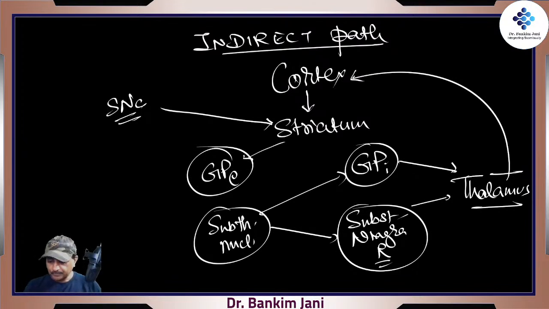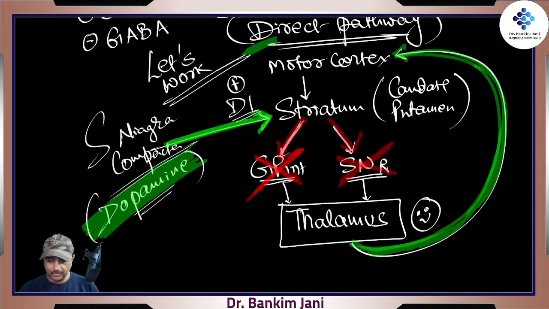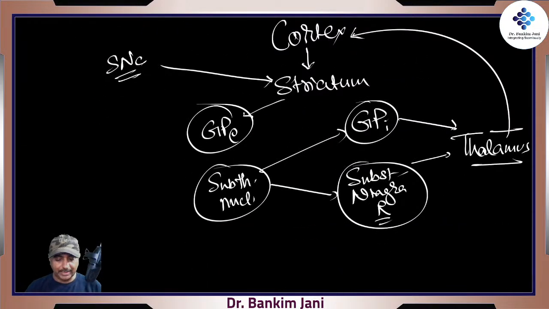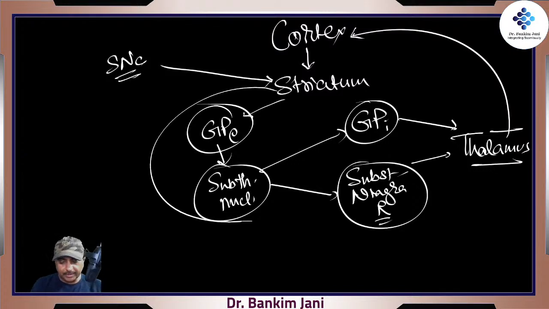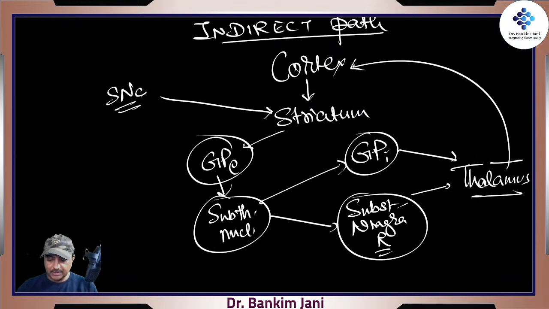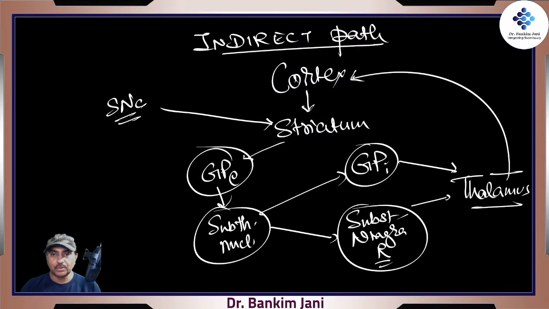Because this is the indirect pathway, it's not talking directly to GPI and substantia nigra reticulata, as compared to the direct pathway, where GP internus and substantia nigra were directly acted on by the striatum. This time things are going via GPE. That's why this is the indirect path.